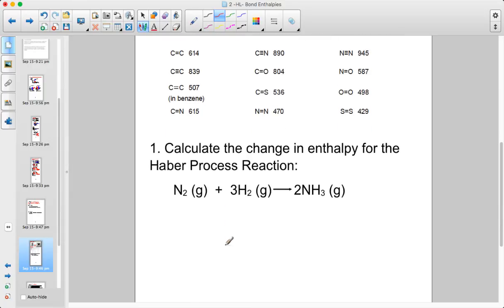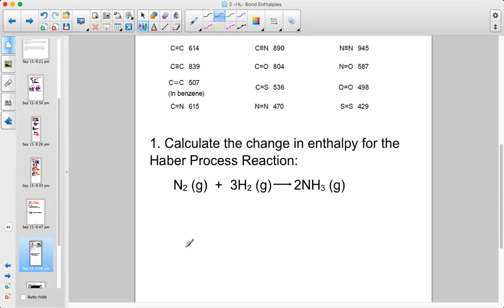Calculate the change in enthalpy for the Haber process reaction. Okay, so first off, if you can't draw Lewis structures, well, you can't do this problem. So it's really important that you can draw quick Lewis structures, especially for organic molecules, which is why we did some organic before we did this topic. And nitrogen, N2, you should remember it's an end-to-end triple bond. H2 is an H to H single bond, and NH3 is like that.